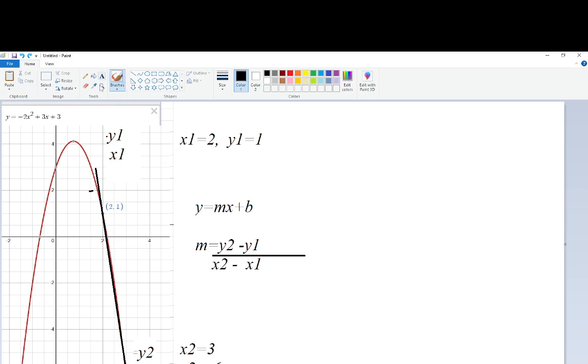Okay, so let's just do y2 minus y1. y2 is minus 6. And y1 is positive, so we don't have to worry about it. It's minus 1. So it's minus 6 minus 1. There we go. And x2 is 3 and x1 is 2. So 3 minus 2. That just was a coincidence. Normally the subtractions are going to be harder than that. Minus 6 minus 1 is minus 7. Divided by 3 minus 2 is 1. And minus 7 divided by 1 is minus 7.